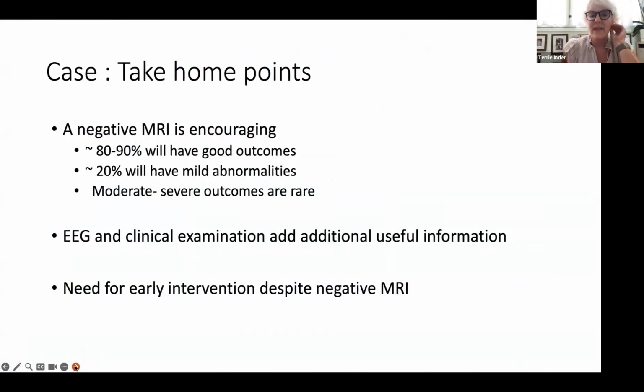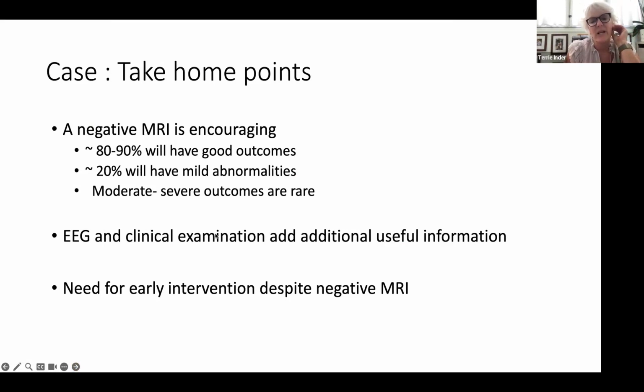So the take-home points for that baby is that a negative MRI is very encouraging. We know that it's not uniform and that some of these babies who present with encephalopathy may not have had a hypoxic ischemic insult, and there may well be some other sort of developmental or genetic problem. So it's not 100%, but 80 to 90% of these kids will have a very good, completely typical outcome. However, they should be followed. 20% may have some sort of very mild abnormality, but moderate to severe abnormalities are really extremely rare.